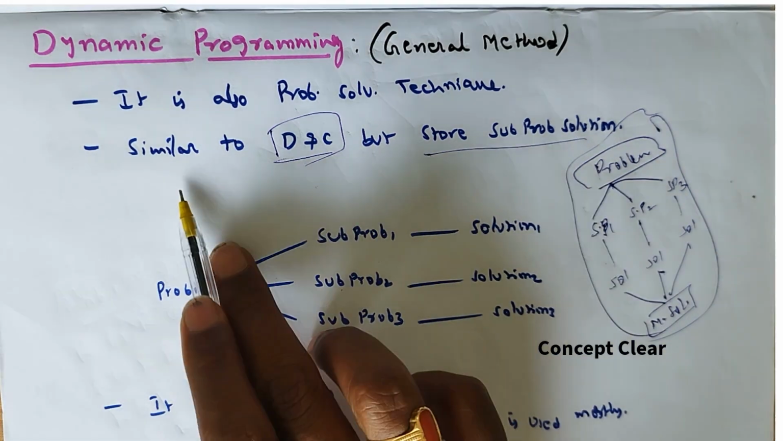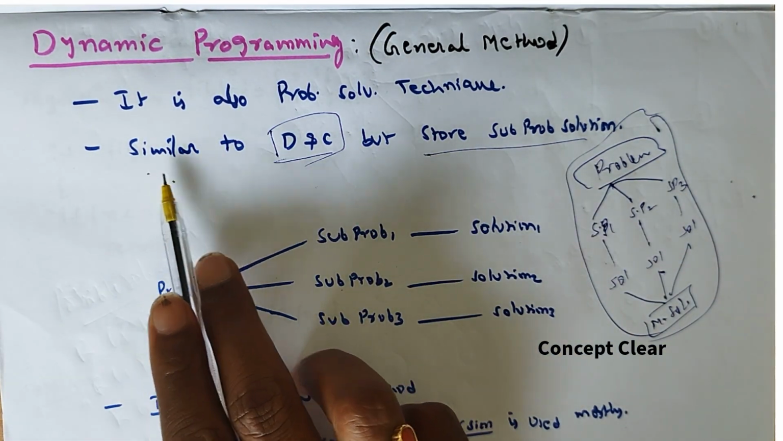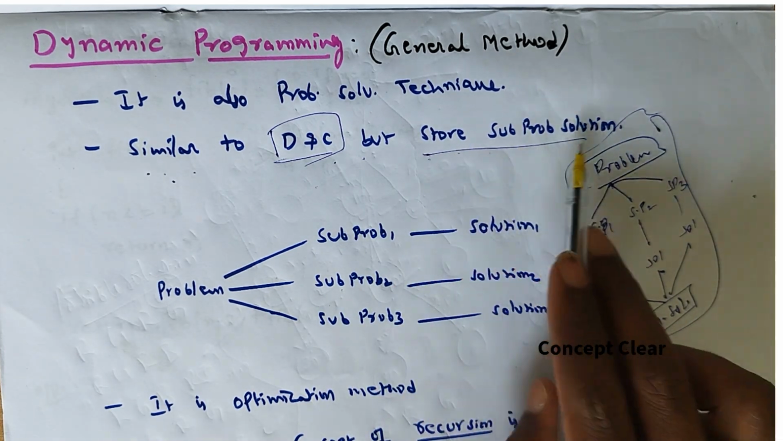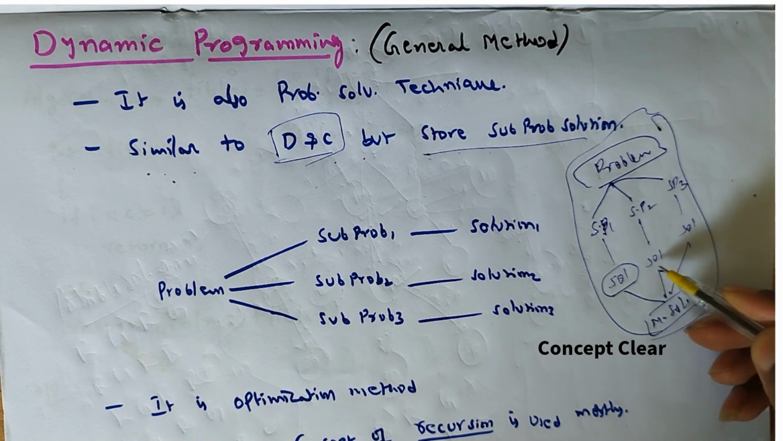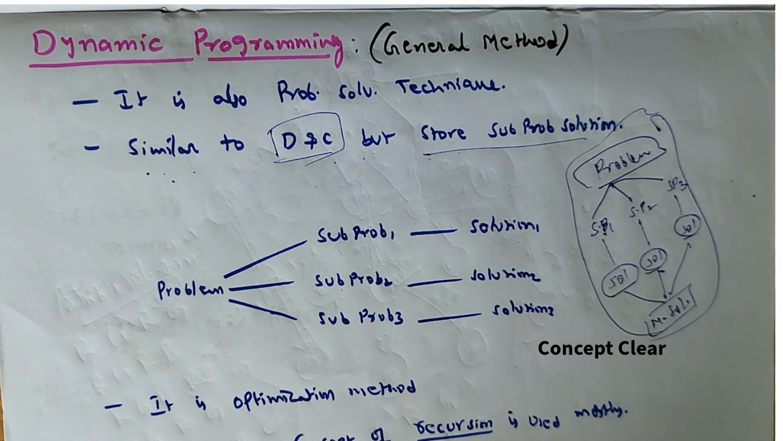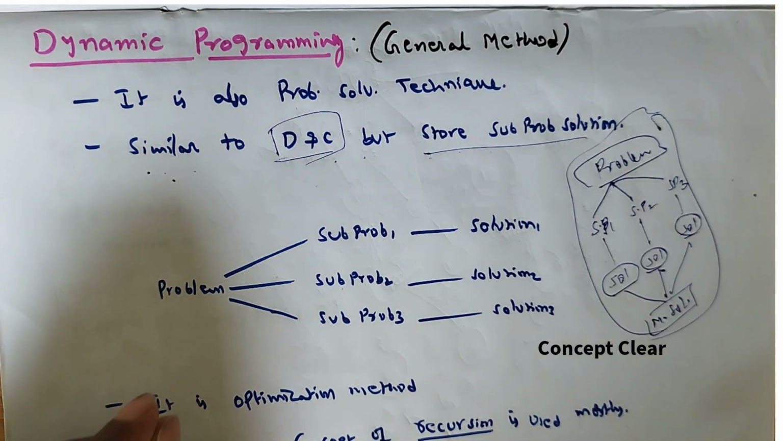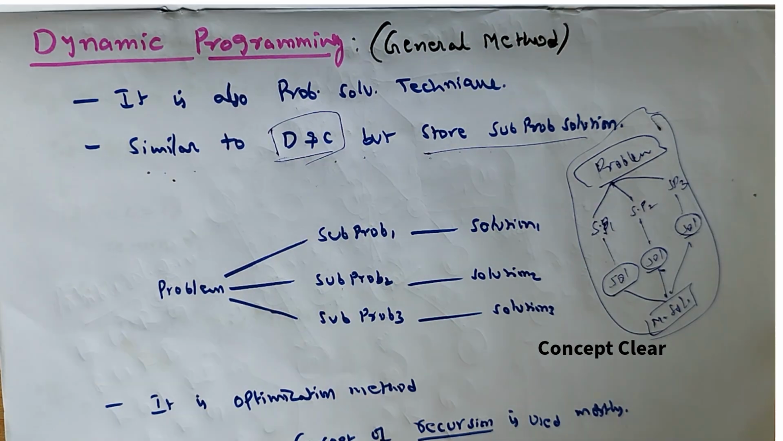Here, what does dynamic programming mean? Dynamic programming is similar to the divide and conquer rule, but it stores the sub problem solution. Whatever the sub problem solution is, it will be stored in a memory location in dynamic programming. That is the difference between dynamic programming and divide and conquer.